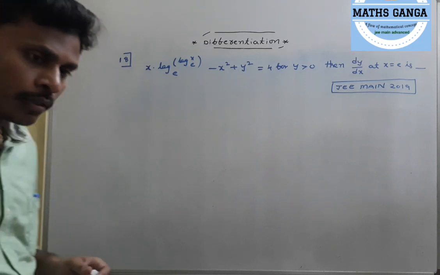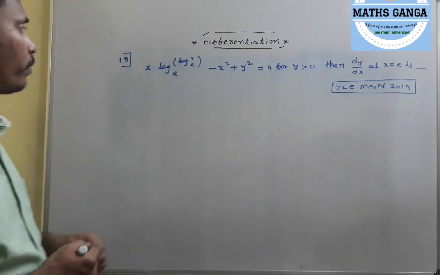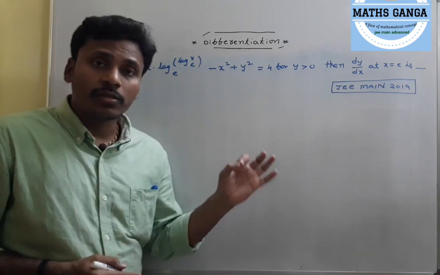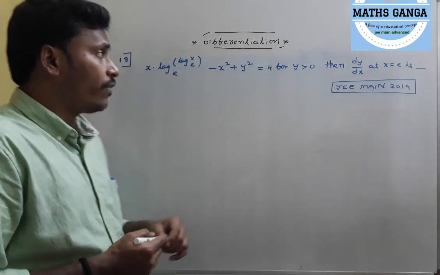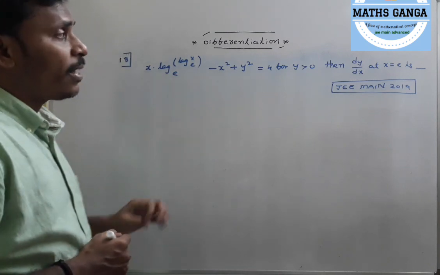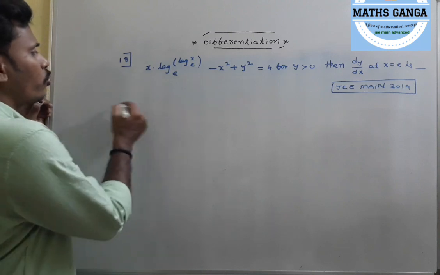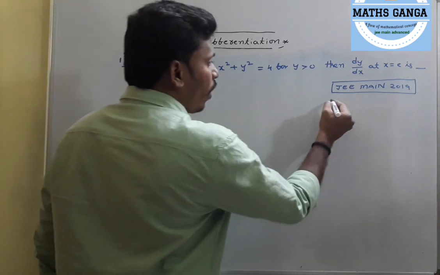JEE Mains 2019 problem. x log(log x base e) − x² + y² = 4 is given. We need to find dy/dx at x = e. So first of all, at x = e, think about the value of y.